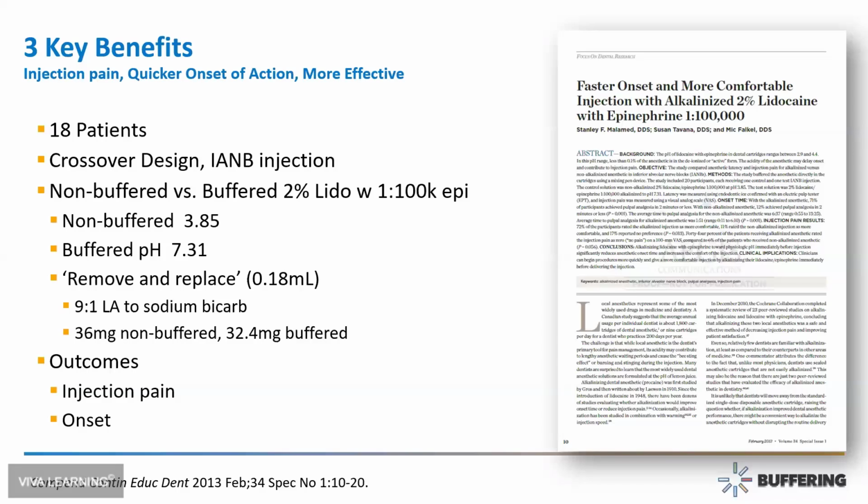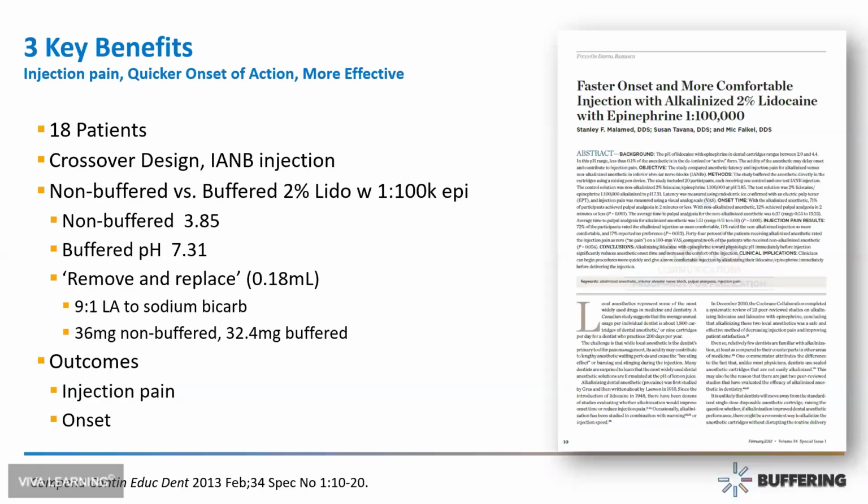You could see that they did a remove and replace method, which is they took 0.18 mLs of the local anesthetic out of the cartridge, and they replaced it with 0.18 mLs of the sodium bicarb. You can see that when you do remove and replace, you actually give a little bit less anesthetic, 36 milligrams for the non-buffered and 32.4 for the buffered local anesthetic.